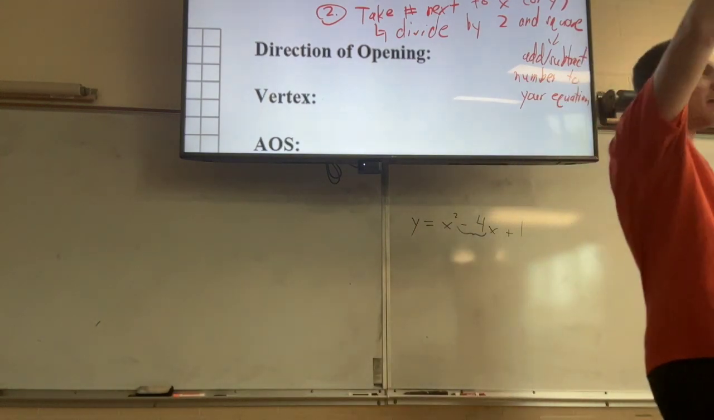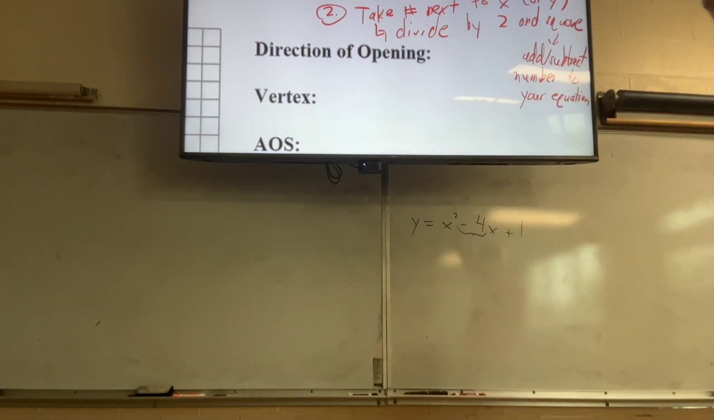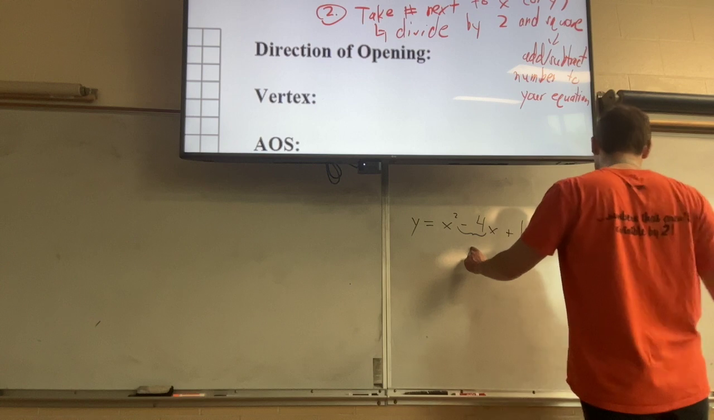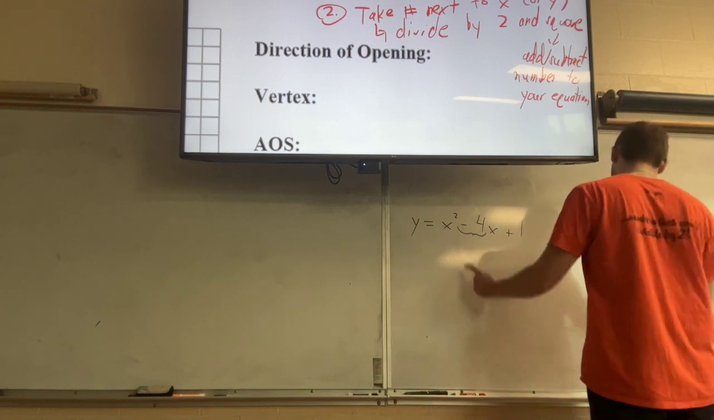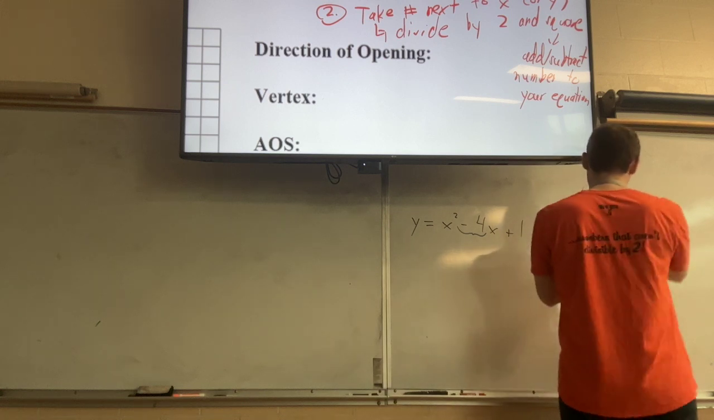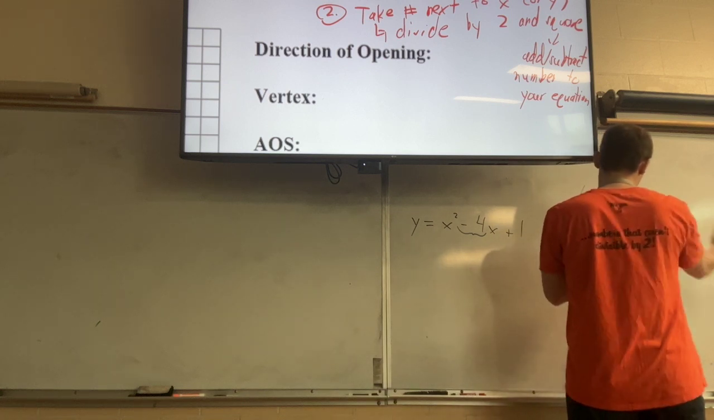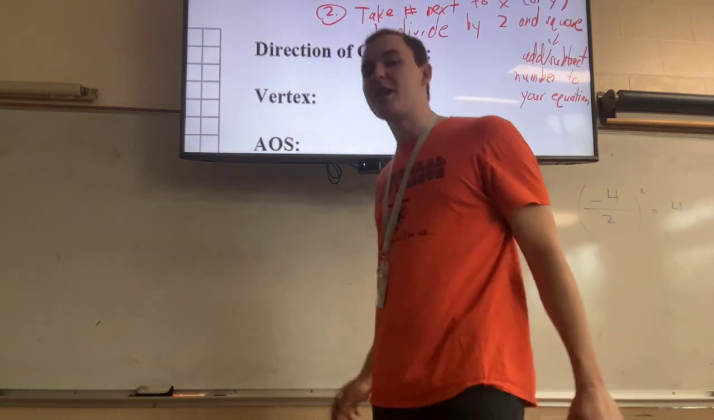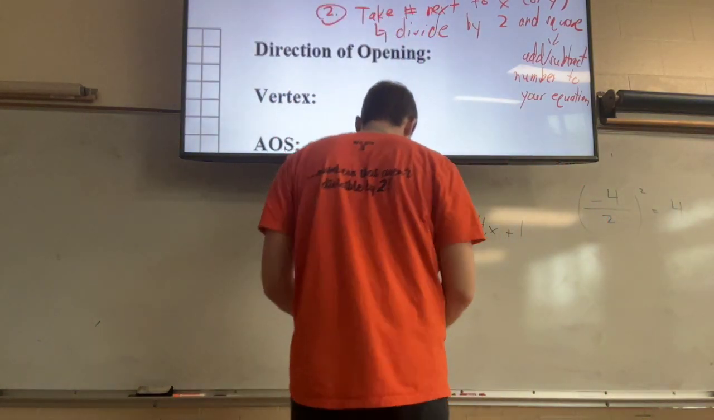What was my mnemonic device I used? You're interested in your x. You take that negative 4, what do I do with it? I divide it by 2, and then I square all of that. What's this equal to? 4. Okay? What do I do with that 4?